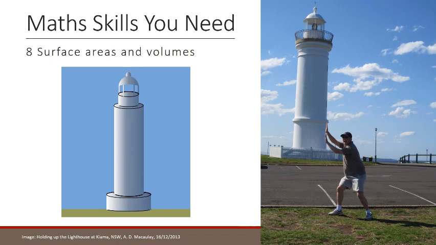We're looking at surface areas and volumes, and here you can see I'm holding up the lighthouse at Kiama on the south coast of New South Wales. Obviously it's leaning and I've saved the day. On the left hand side you can see I've made a three-dimensional drawing of that lighthouse just to simplify things. And if we were asked to paint the outside, that's beautiful white there, then we could calculate the amount of paint we needed and the cost.